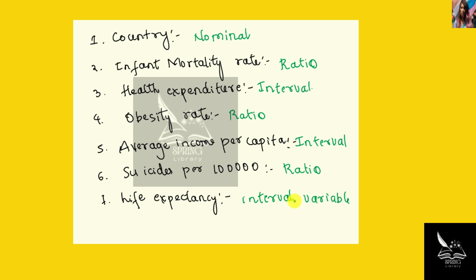Then next is eighth one, universal health care. This universal health care is nominal. The variable universal health care represents a binary category indicating the presence or absence of universal health care in a country. It is a nominal variable because it classifies the data into distinct groups or categories.